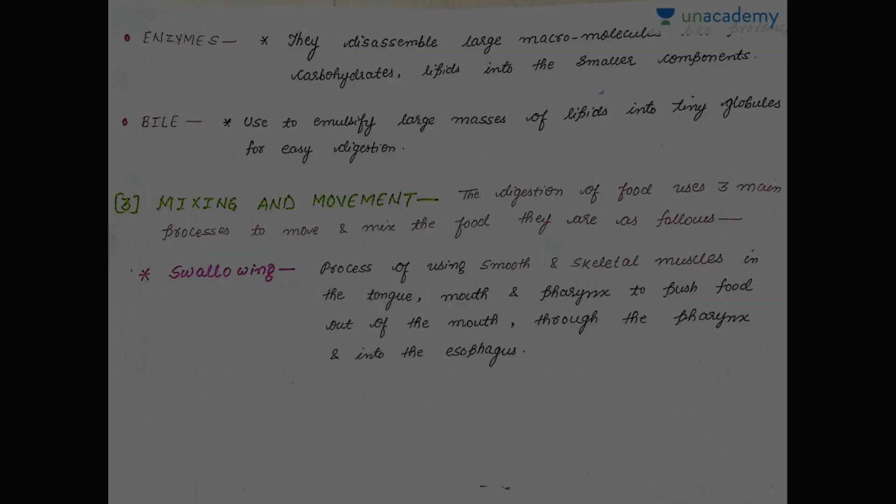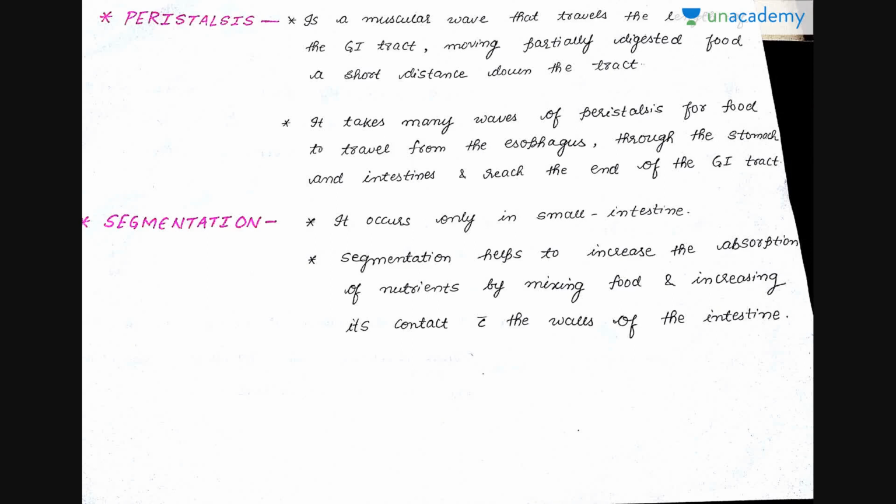The next one is peristalsis. Peristalsis is nothing but a muscular wave that travels the length of the GI tract, moving partially digested food, meaning half digested food, a short distance down the tract. It takes many waves of peristalsis for food to travel from the esophagus through the stomach and intestine and finally to reach the end of the GI tract.